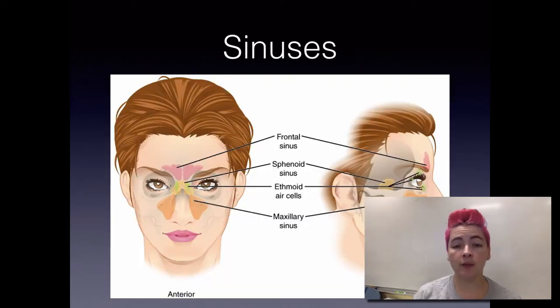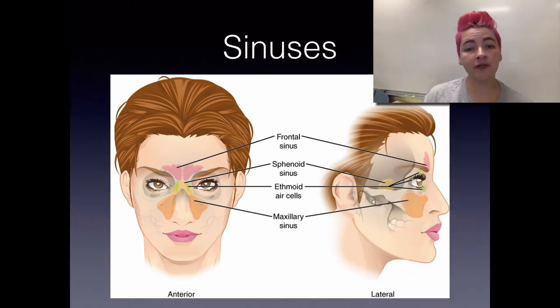skull. Within your skull bones, there are sinuses. The sinuses are air pockets within the bone. One, it makes them lighter, and two, it helps resonate the sound of your voice. When your sinuses are full of mucus, your voice is going to resonate differently, sounding different.